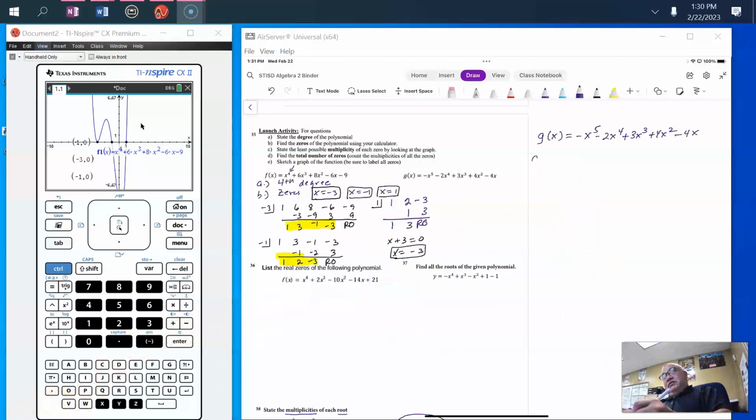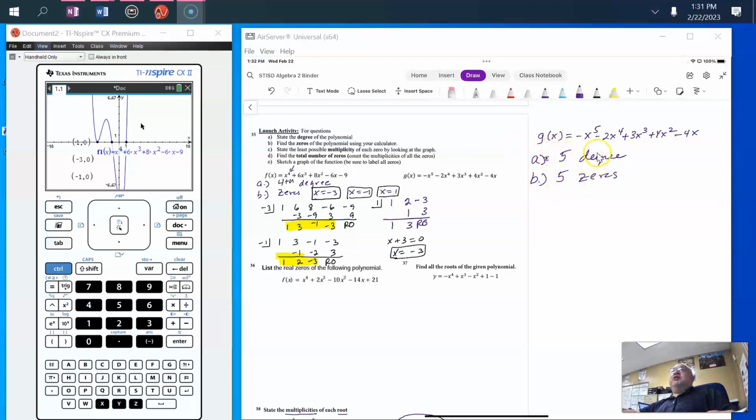So g of x is equal to negative x to the 5th minus 2x to the 4th plus 3x cubed plus 4x squared minus 4x. And I want to state the degree. The degree is 5. So what does that mean? I have 5 zeros. And it's asking me to find the zeros.